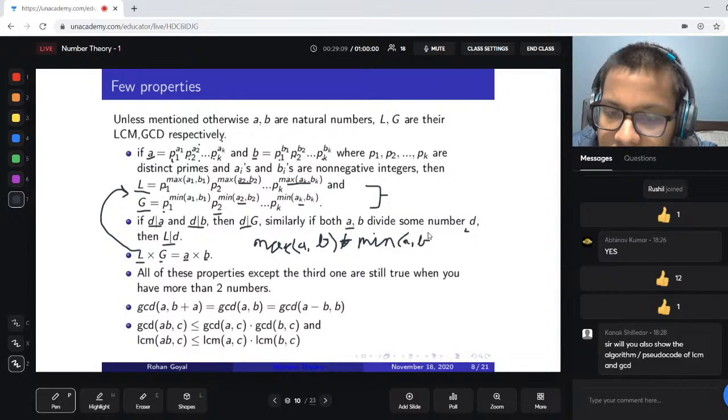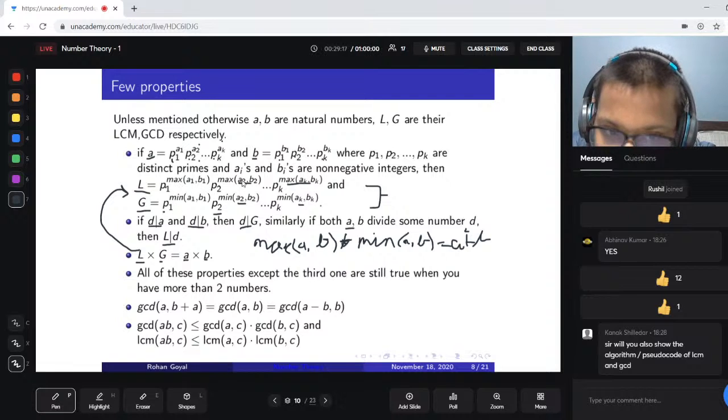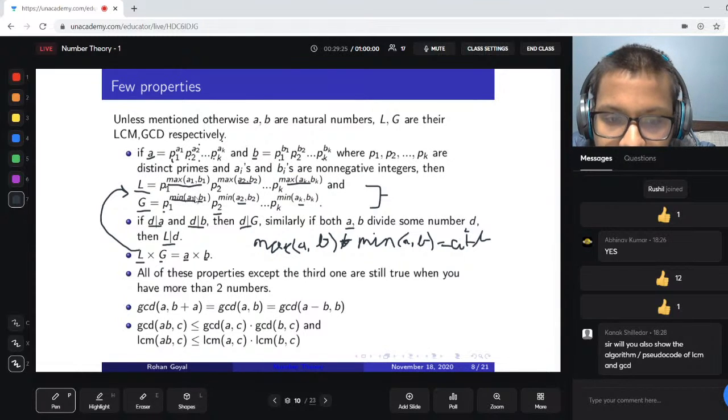Max plus min of A comma B is equal to A plus B. So I apply this on every power, because see, the power of LCM times GCD for P1 is minimum of A1, B1 plus maximum of A1, B1. Here it's A1 plus B1. So every power will match up. So I'll get this result.